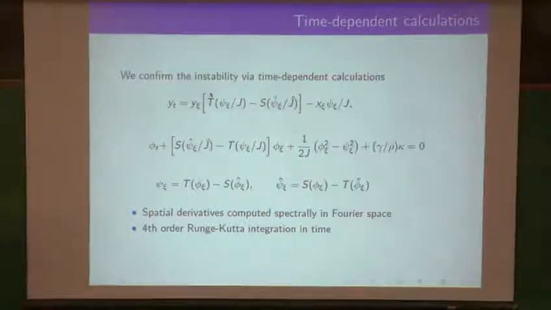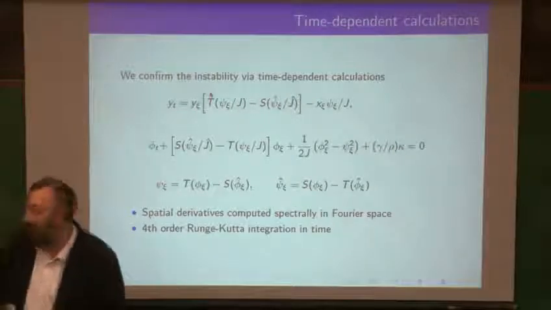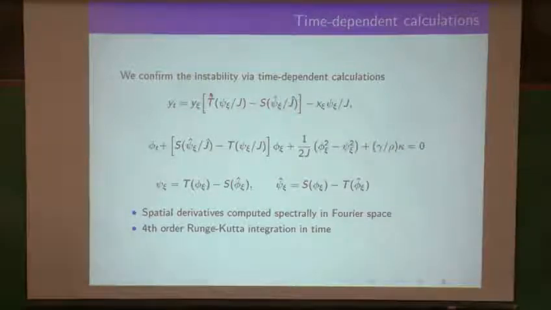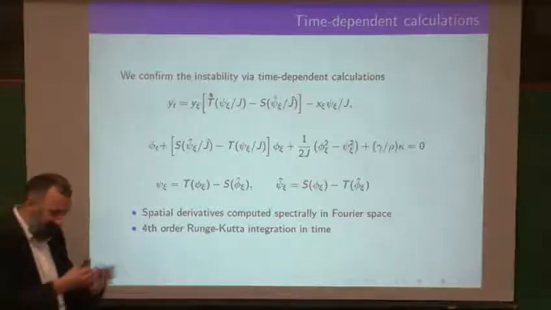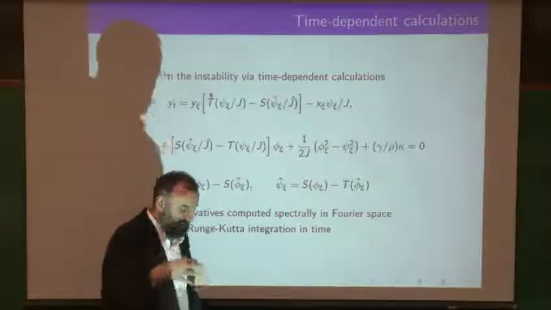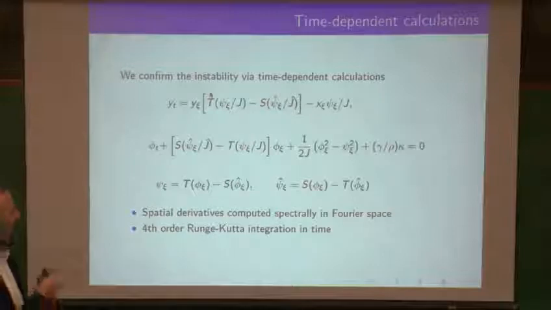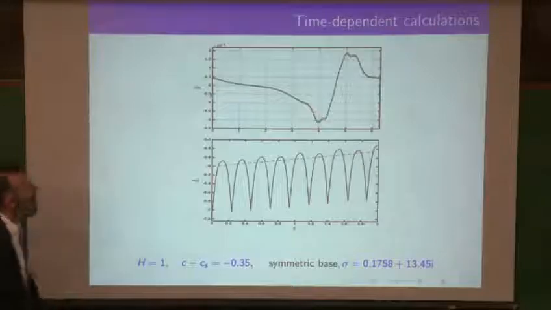Now, maybe it's good to confirm these things by doing some evolution in time of the eigenvectors corresponding to these unstable eigenvalues. So again, this is the equation we've seen before. We do some Runge-Kutta in time, and again spatial derivatives in Fourier space, and so on. We compute an eigenvalue which is unstable, we think, and we take the eigenvector and put it as initial condition, and see what happens.